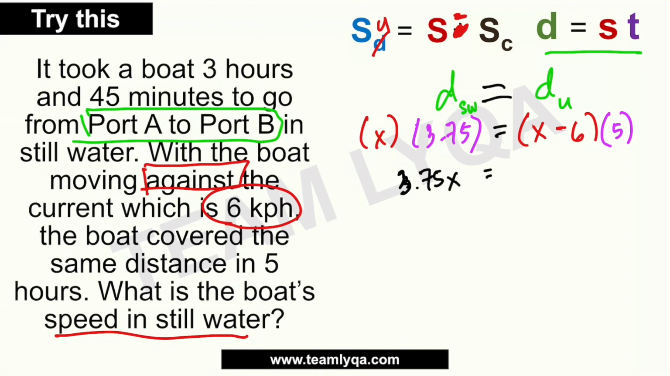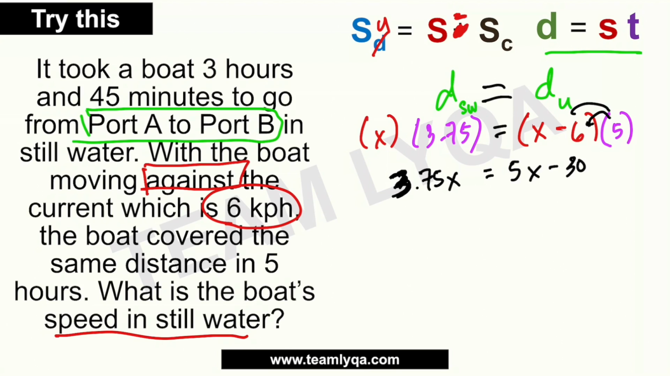X is equal to, i-distribute natin yung 5. We have 5x minus 30, kasi multiply din natin siya dyan. And again, using yung rules lang ng equality, which we're going to revisit soon after we finish the series on motion problems. Isa-solve down lang natin ito.